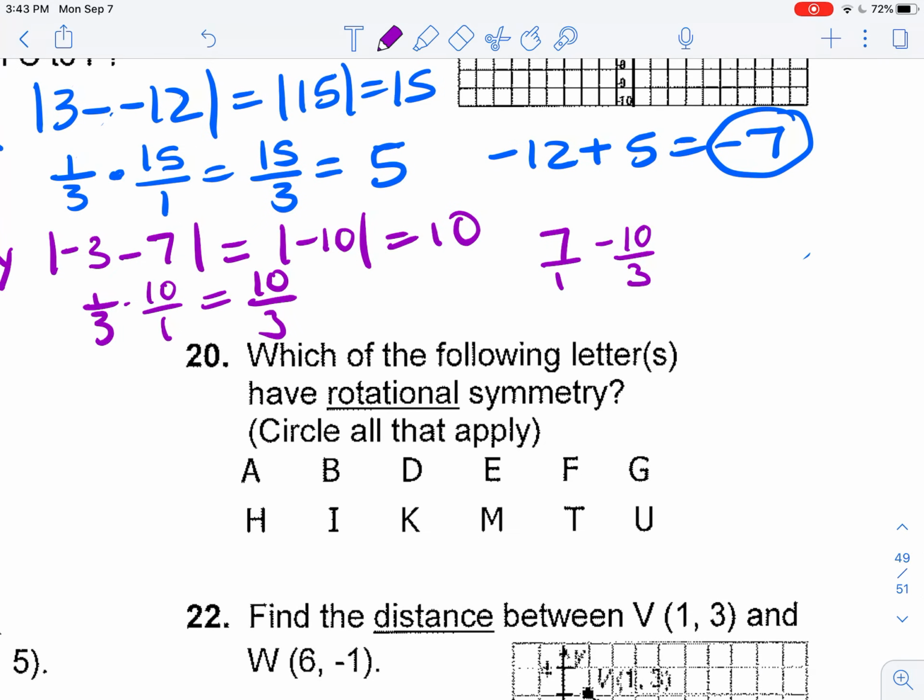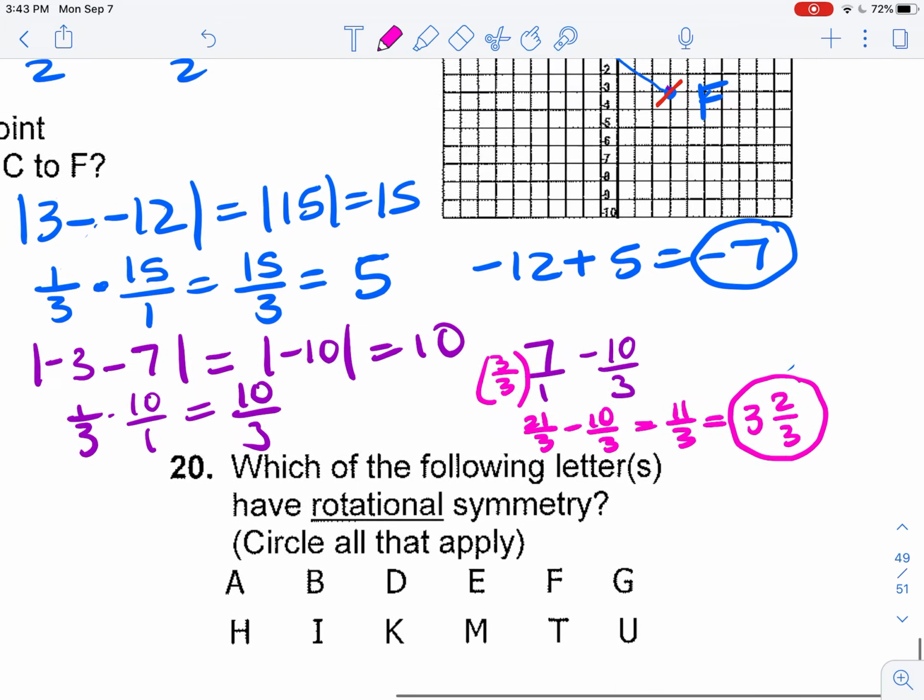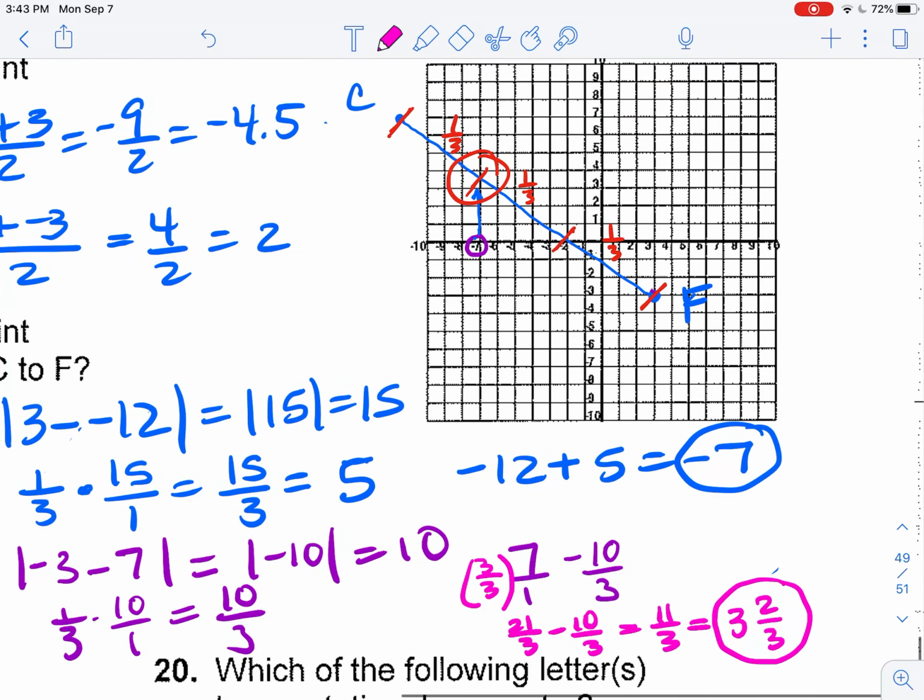So put a 1 under the 7. We need a common denominator, and that's going to be 3. And we find that by multiplying the 1 and the 3. And so this first fraction, I'm going to need to multiply by 3/3. This gives you 21/3 minus 10/3, which is 11/3, which is, let's see, 3 goes into 11 3 times and 2/3. So my y value is 3 2/3.